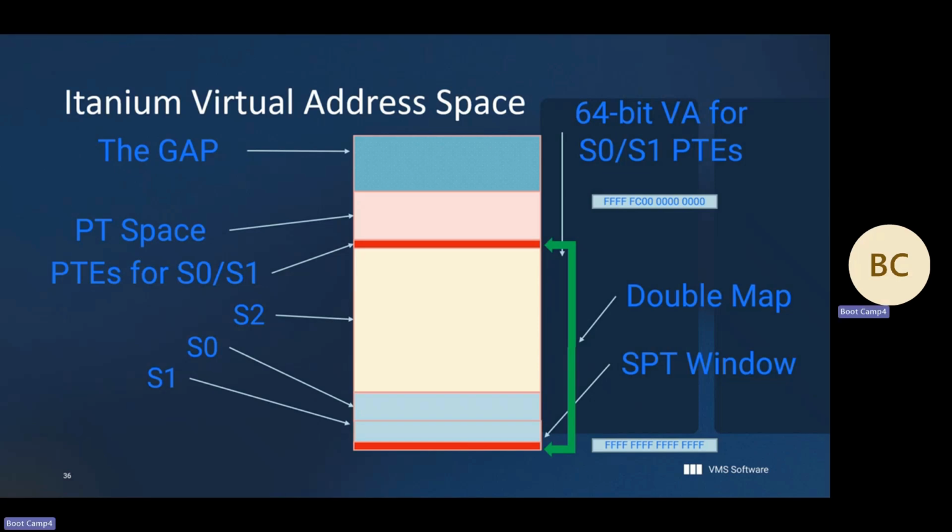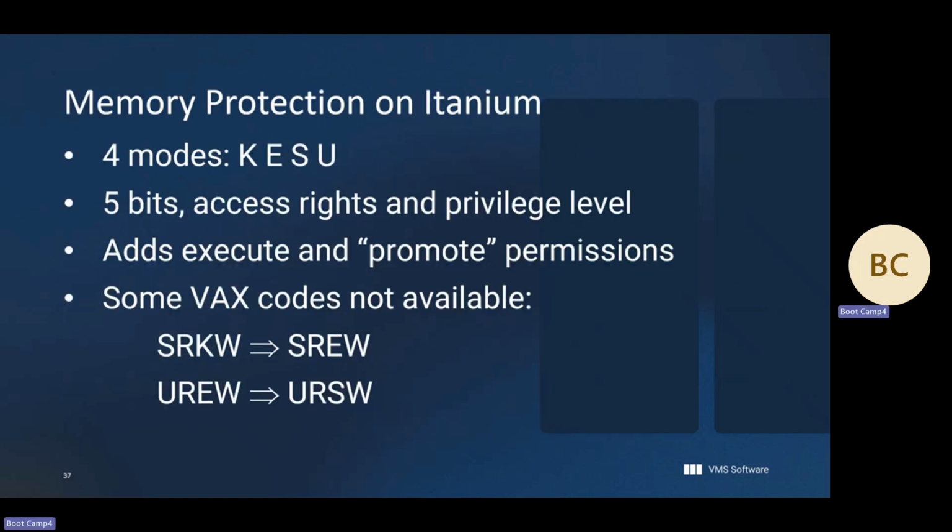Okay. The same SPT window for double mapping. In this case, process space is entirely at lower addresses in the gap. So there is no space between the gap and page table space, and then S2 space fills up the entire space in between.